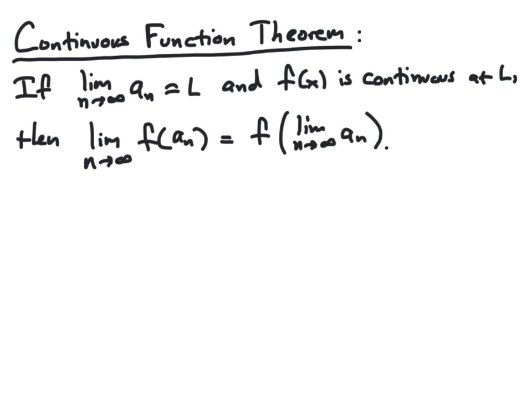In other words, what we're really doing here is assuming that f is continuous, we're able to take the limit and put it inside a continuous function, and take the limit of the simpler function, or of the simpler sequence first, the limit of a sub n, and then evaluate our function at that value.